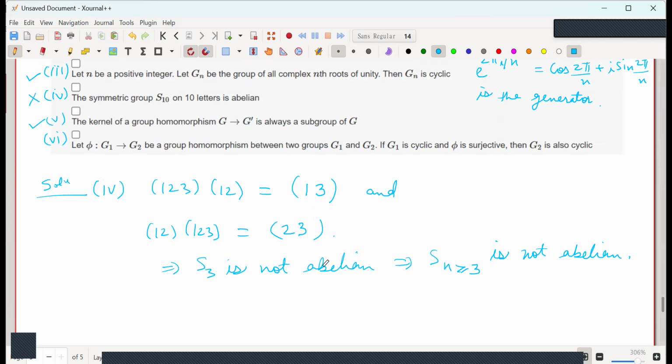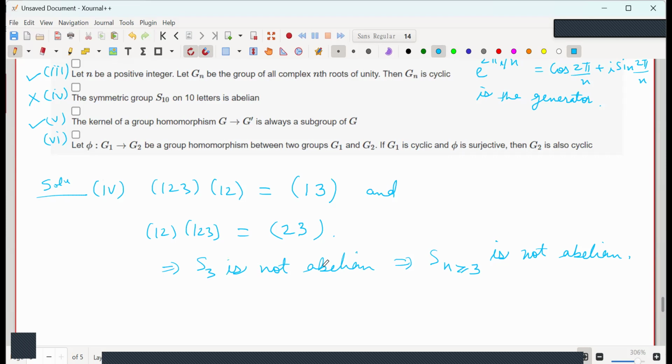Okay. Kernel and image both are subgroups. I can leave it, right? Yes, sir. Okay. Next one, you have a group homomorphism phi from G1 to G2 between two groups G1 and G2.